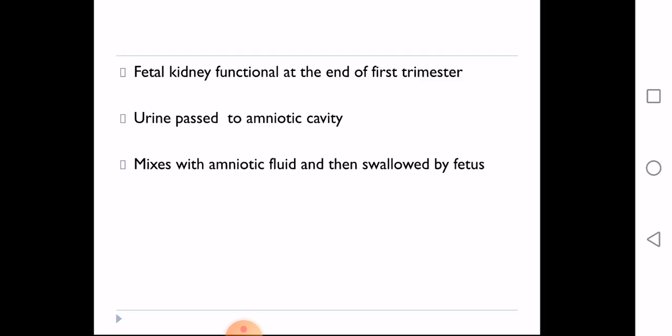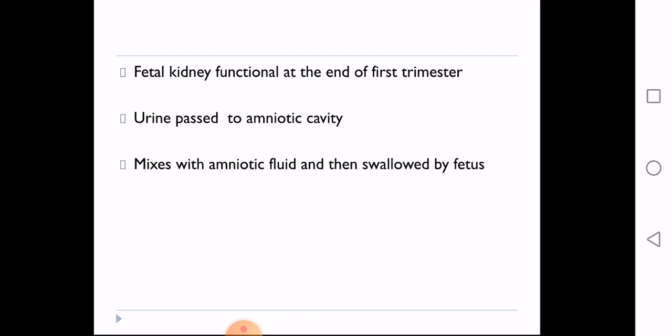The fetal kidney becomes functional at the end of the first trimester. So that means it will start producing by the end of the first trimester. And what does the kidney produce? Urine. So this urine will be passed into the amniotic cavity. So it will mix with the amniotic fluid and then it is swallowed by the fetus.